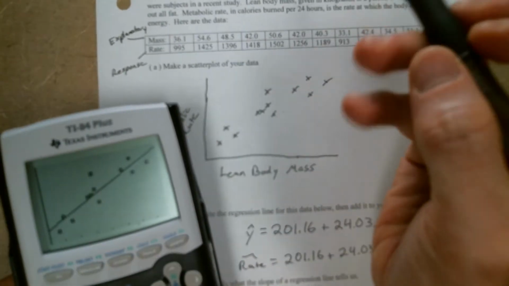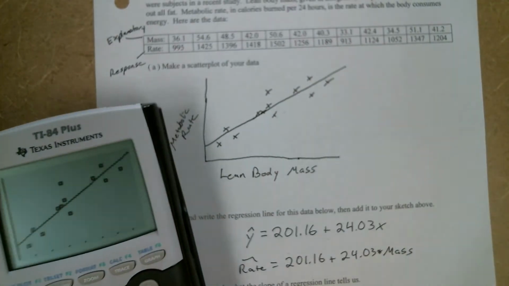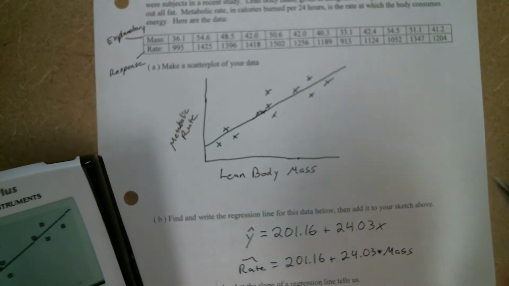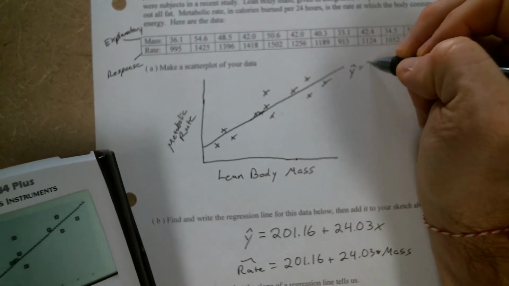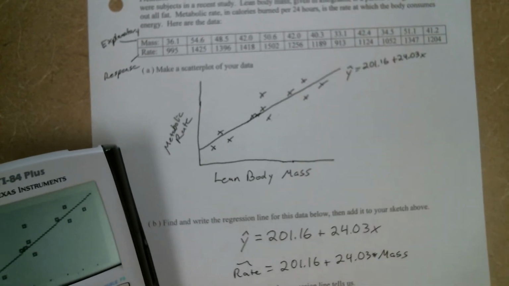And then it says add it to your sketch above. You can just sketch it through the center of points, or if you want to see what it looks like on the calculator, you can go to your regular y equals, put in the formula 201.16 plus 24.03x. When you look at the graph, it'll draw that regression line through for you. It's pretty much where we would expect it to be, more or less going through the center of our points. So again, this is our y hat equals 201.16 plus 24.03x.